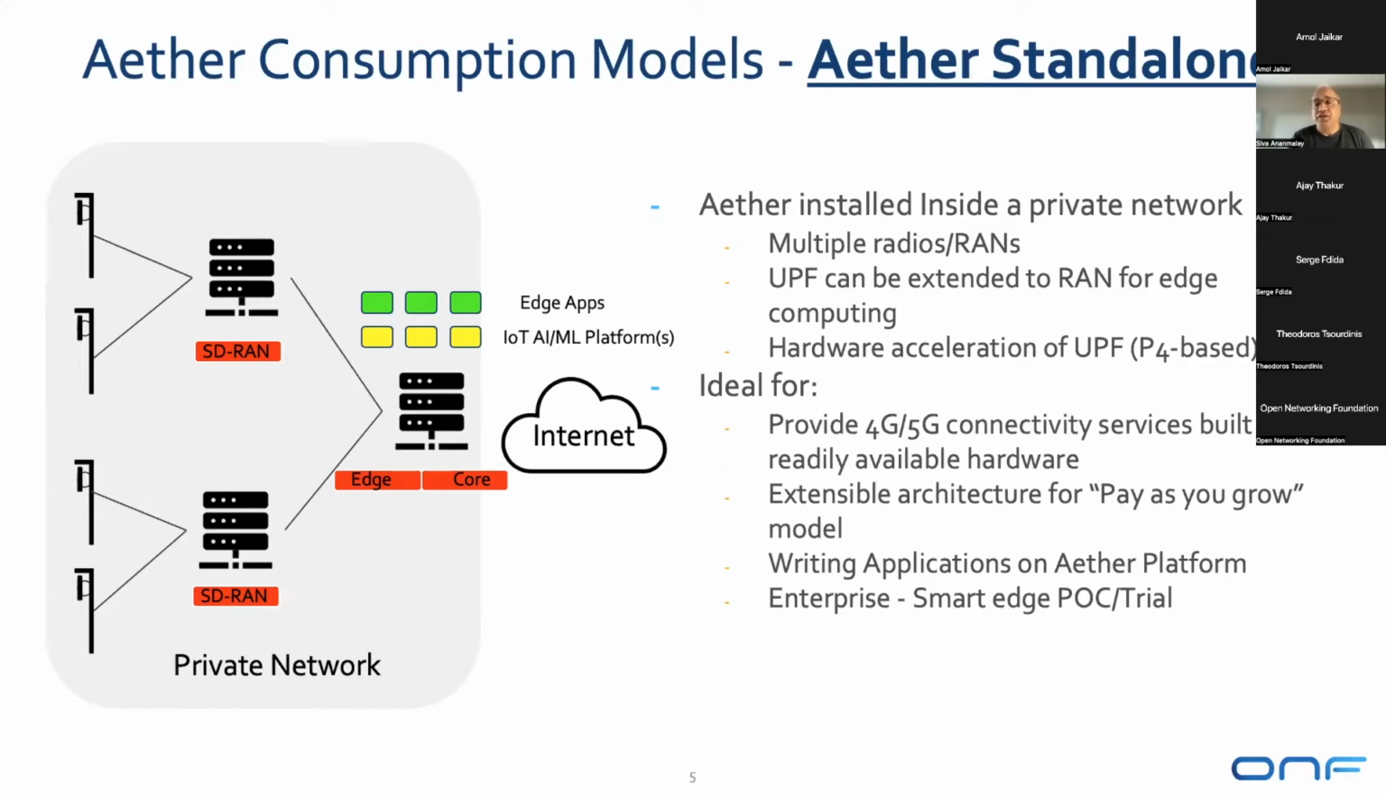And this is really what we see as the primary vehicle for providing 4G or 5G connectivity services, built again on readily available hardware. The extensible architecture lets you pay as you grow. So you can start with just an edge and core in one site connected to a series of RAN nodes, and that may be perfectly good for connectivity services. And then as your needs get more intense, as you define applications that require it, you can move things around. You can write applications for the Aether platform and extend the functionality to meet your unique needs. So whether it's a smart edge proof of concept trial, or even a commercial deployment, which we see customers doing, this is a very full set of capabilities.